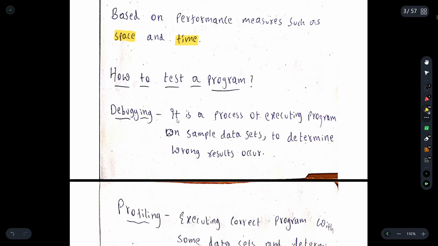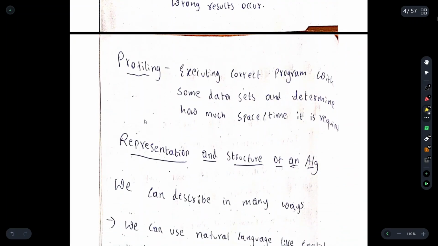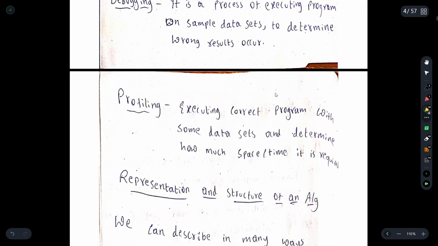How to test the algorithm: debugging. We can debug by giving some sample input, going step by step, and watching carefully the movement of those steps, and then we can come to a conclusion. That is debugging, whereas profiling is executing some set of data, that is, some test cases. If we apply some test cases, then with the help of those test cases we can come to a conclusion regarding the space complexity and time complexity. That is profiling.